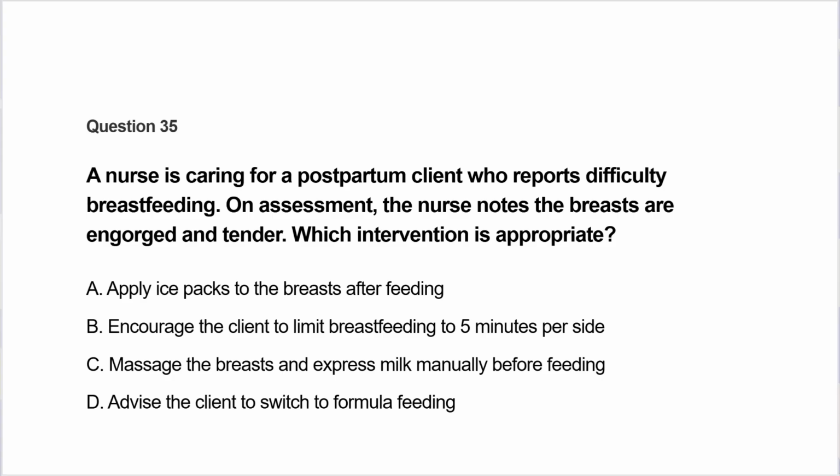35. A nurse is caring for a postpartum client who reports difficulty breastfeeding. On assessment, the nurse notes the breasts are engorged and tender. Which intervention is appropriate? A. Apply ice packs to the breasts after feeding. B. Encourage the client to limit breastfeeding to 5 minutes per side. C. Massage the breasts and express milk manually before feeding. D. Advise the client to switch to formula feeding.